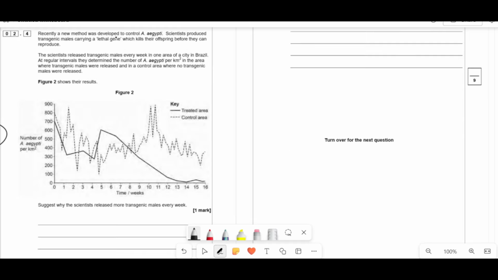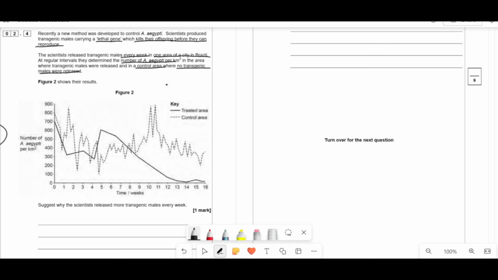Now it says, recently a new method was developed to control these. Scientists produced transgenic male carrying a lethal gene which kills their offspring before they could reproduce. The scientists release these transgenic males every week in one area of a city in Brazil. At regular intervals, they determine the number per kilometer squared in the area where the transgenic males were released and in a control area where none were released.